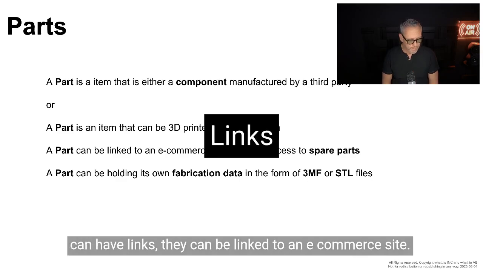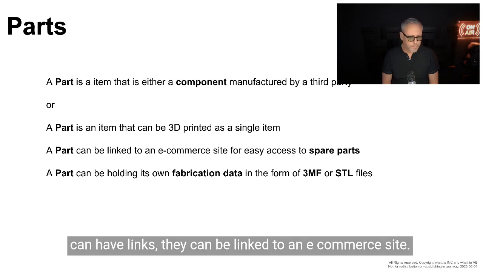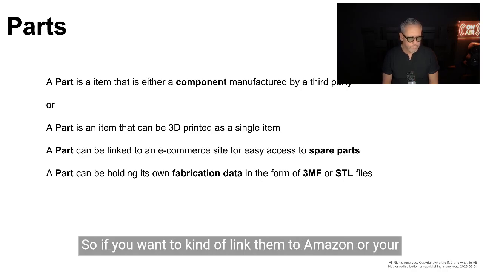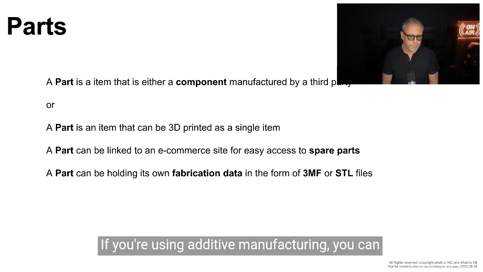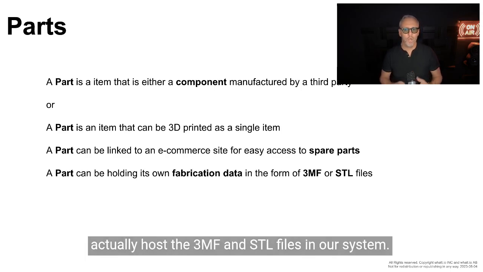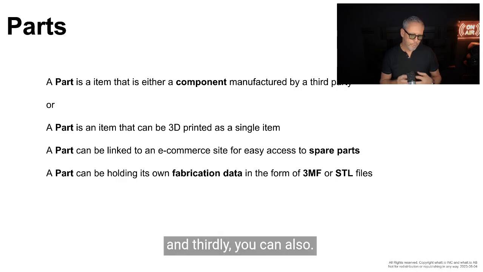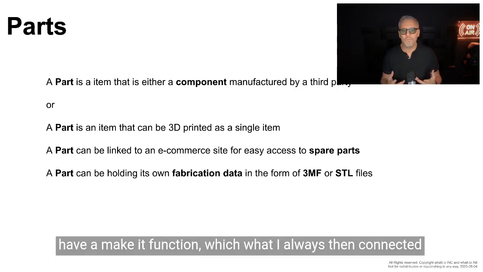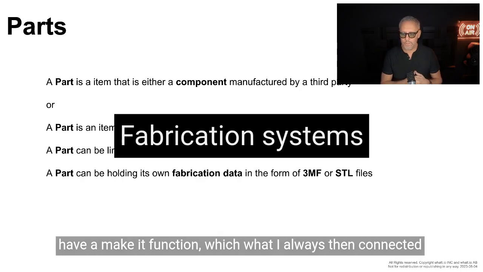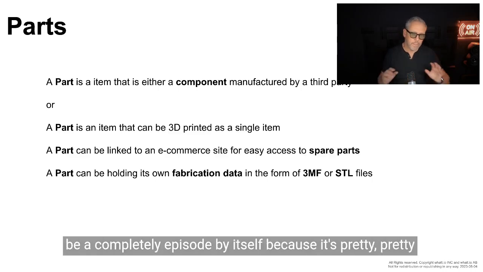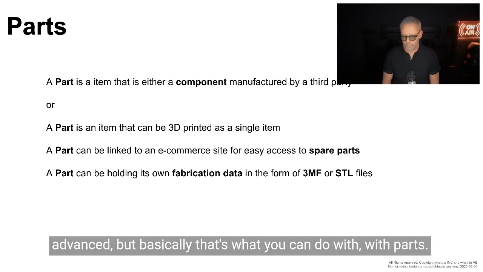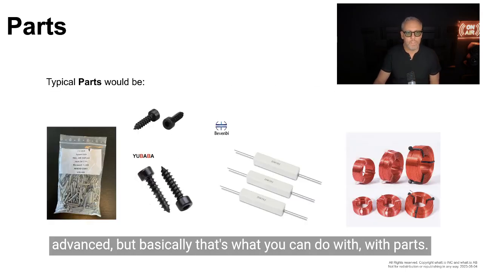These parts can have links. They can be linked to an e-commerce site. So if you want to link them to Amazon or your own WooCommerce or Shopify site, that works well. You can also allow self-print. If you're using additive manufacturing, you can actually host the 3MF and STL files in our system. And thirdly, you can also have a make-it function, which What.io is then connected to different fabrication systems like SimplyPrint, which will be a completely separate episode by itself because it's pretty advanced. But basically, that's what you can do with parts.